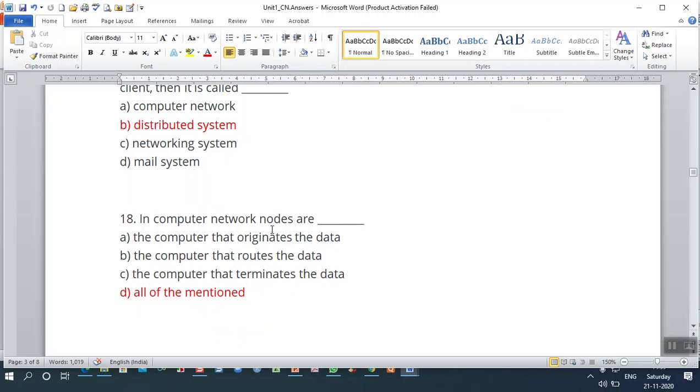In a computer network, nodes are dash. Originate the data, route the data, terminate the data, because sending, receiving, as well as the router or interfaces also route the data.